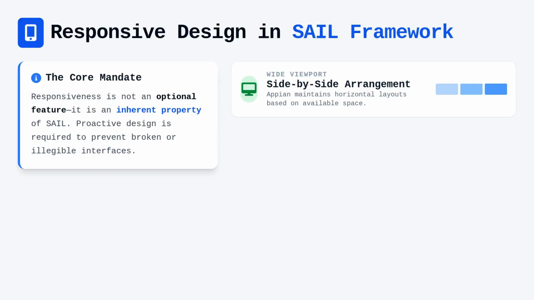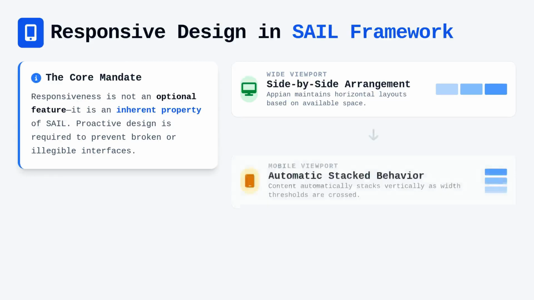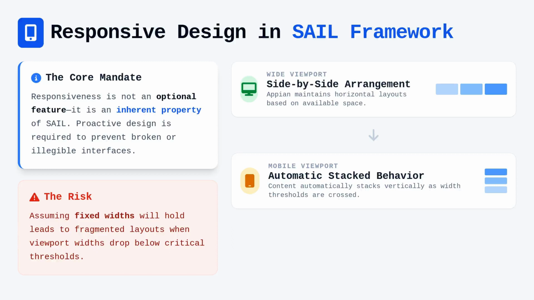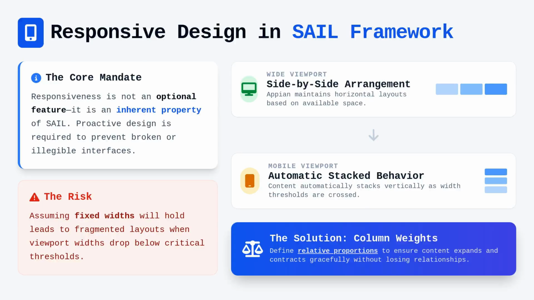However, once the available screen width drops below a specific threshold, such as when a user accesses your application on a mobile device, stacked behavior automatically takes over. If you design with the assumption that fixed widths will always hold, you will inevitably encounter broken or illegible interfaces when viewed on smaller devices. We use column weights to define relative proportions, ensuring that content expands and contracts gracefully without losing its intended relationship to other elements on the screen.